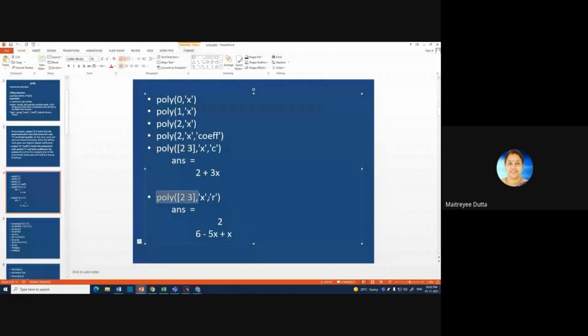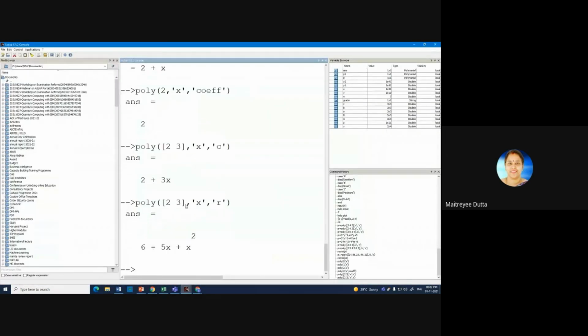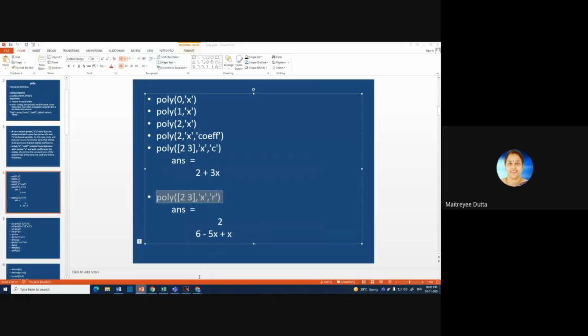And if you set these as roots, then these values are the roots, that means x minus 2 into x minus 3. So that is x square minus 5x plus 6. So this is your polynomial, right?